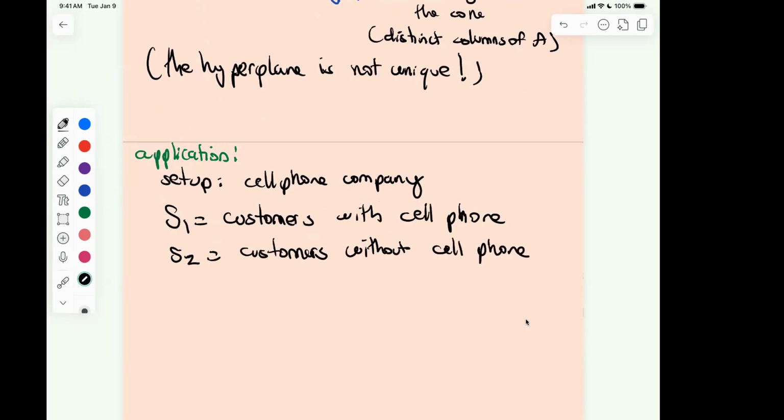So I'm using the letter S for state, meaning that you can be in either of the two options, right? As a customer, you could either have a cell phone or you don't. So you could be in each state at different points in time. And then let's say you have a number of customers in the market. So this is the total number of customers.